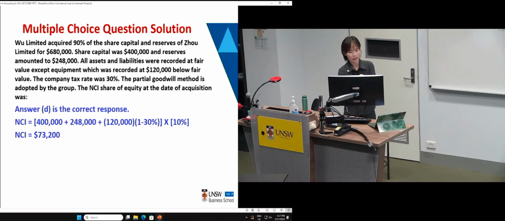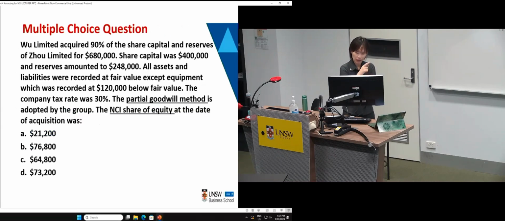So this calculation, I would classify this type of question as a simple one. You need to understand the level of difficulty in the exam question. This will be classified as a simple question.